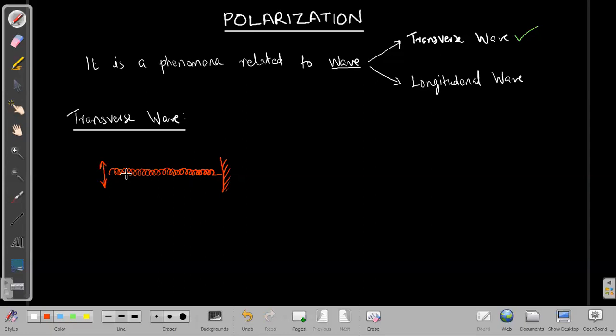What would happen? An oscillation will be set up on this spring, and the oscillation would be along the up and down direction. However, there would be the propagation of oscillation towards the right. So there will be energy transfer towards the right. The energy will propagate towards the right, but each and every point of the spring will just go up and down. So this kind of propagation of energy, or this kind of wave, is called a transverse wave.